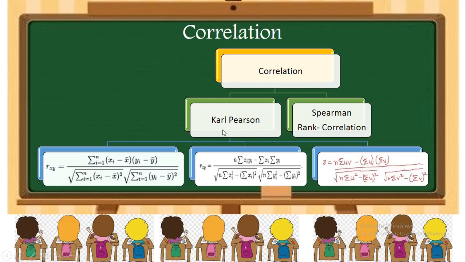Now under Karl-Pearson method, there can be three different formulas we can use. The first formula is the X bar and Y bar formula. This can be used when your X bar and Y bar are not in points, that is, they are full numbers. The second method is the XY method. This can be used when your numbers are small.